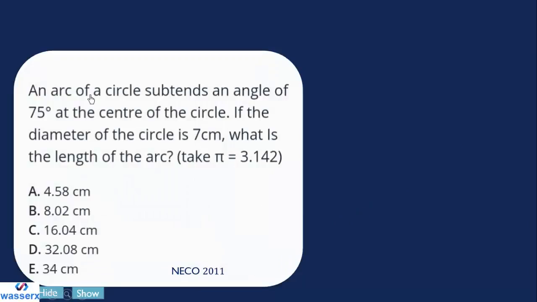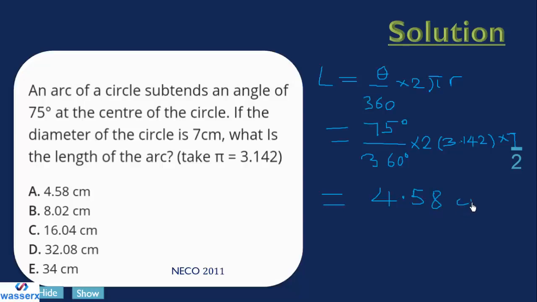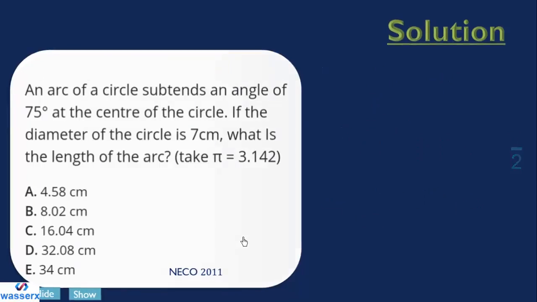We have an arc of a circle that subtends an angle of 75 degrees at the center of the circle. If the diameter of the circle is 7 centimeters, calculate the length of the arc. So we know the length of an arc is given by theta over 360 times 2 pi r. So we just substitute the values. We have 75 degrees over 360 times 2 times pi, which is 3.142, times the radius, which is 7 over 2, and all this will give us 4.58 centimeters. So the correct answer is A.